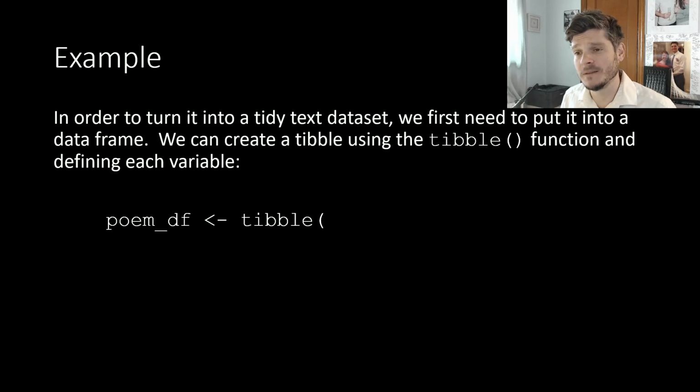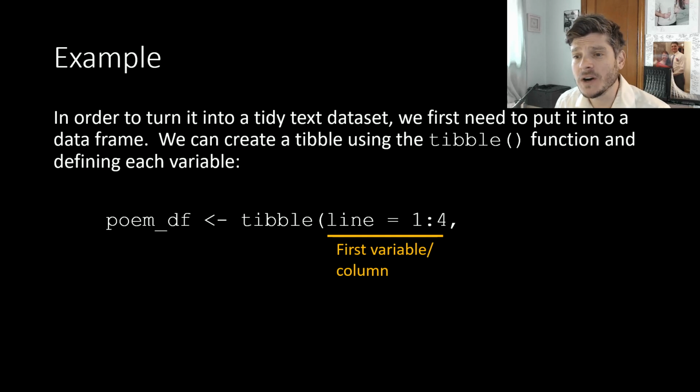What are my variables? What are my columns going to be? That's what I need to define. So my first column, my first variable in my data frame, is going to be which line from the poem each thing comes from. So my first variable in my first column is going to be the line, and we have this format where the name of the column comes first, then the equals, and then the data.